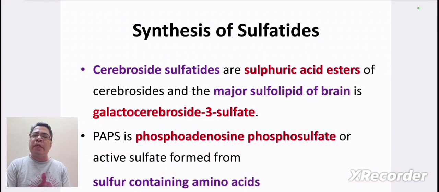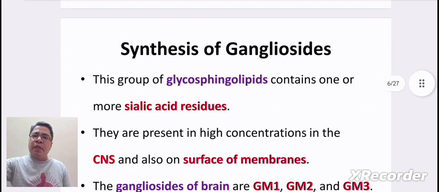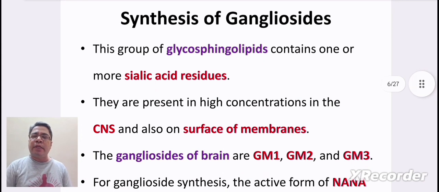Synthesis of sulfatides. Cerebroside sulfatides are sulfur containing esters of cerebrosides, and the major sulfolipid of the brain is galactocerebroside 3-sulfate. PAPS, or phosphoadenosine phosphosulfate, is the active sulfate formed from sulfur containing amino acids. The enzyme is a sulfotransferase.